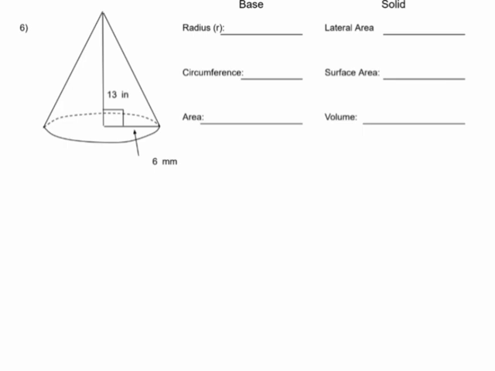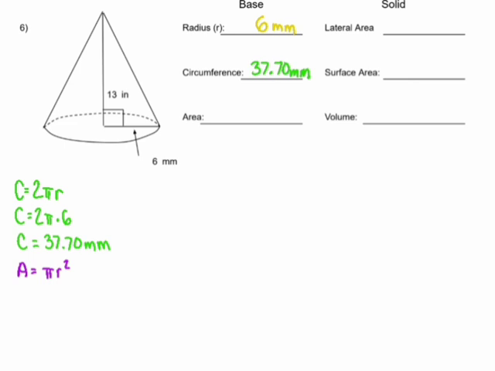Problem 6, we're going to start with a cone, or the stabby round thing. To find the radius, it is clearly marked. To find the circumference, we know the formula is 2 pi r. Since r is 6, we plug that in, multiply it all out, and we get 37.70 millimeters. To find the area, it is pi r squared. Since r is 6, we plug it in, type the numbers in the calculator, and we get 113.10 millimeters squared.